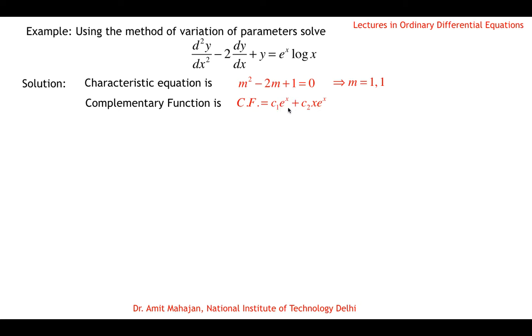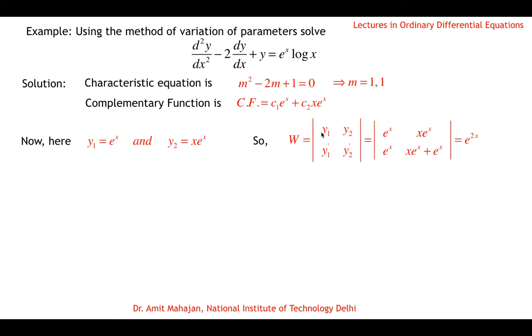Now this is y1, e power x, and y2 is x e power x. Both are independent solutions, so we can calculate the Wronskian, which will be a non-zero value. Okay, so the Wronskian W is again y1 is e power x, y2 is x e power x, and in the second row the derivatives: the exponential derivative is exponential, so it remains the same, and for x e power x we apply the product rule, so x times the exponential derivative is the same, plus exponential times the derivative of x, which is also plus e power x. And now we can solve this determinant.